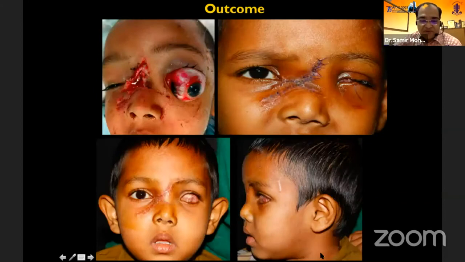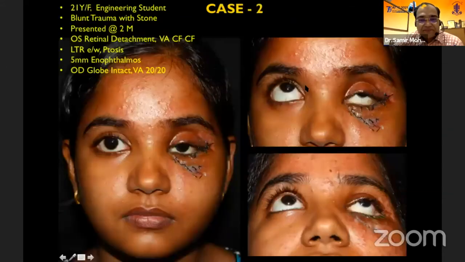And this was the result after a period of 3 months. So you can see the bridge of the nose, though not great, the saddle deformity has improved a lot with the telecanthus being corrected. So we even did a medial canthal tendon fixation to the fracture segment.